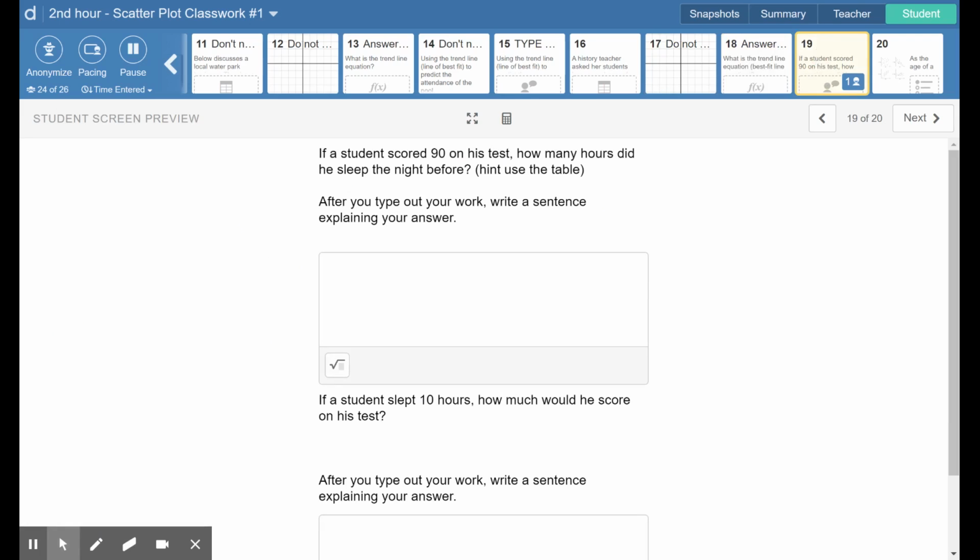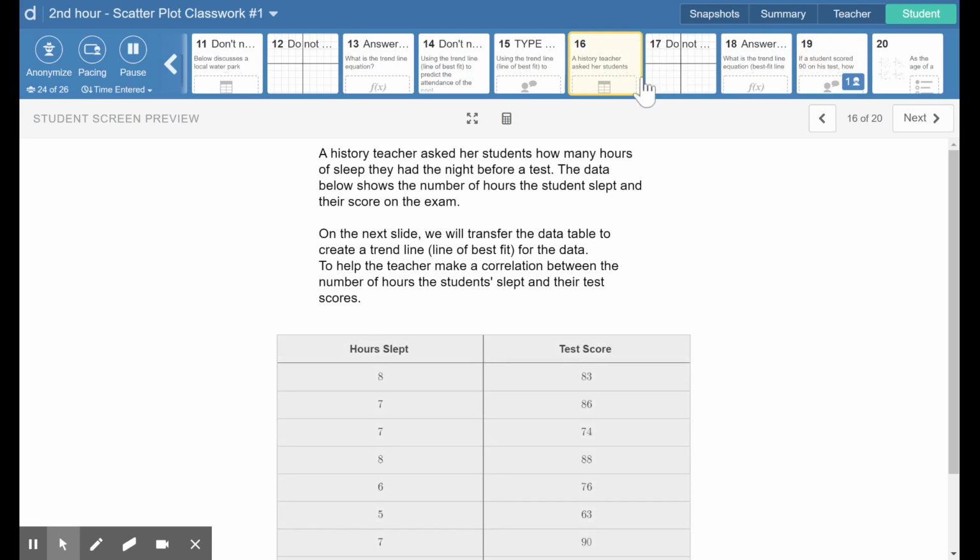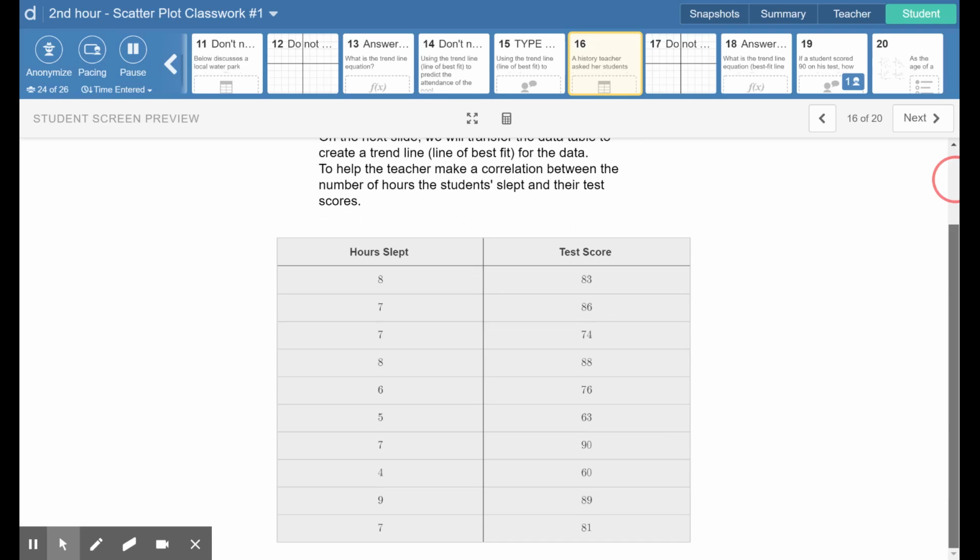Now for this question, it says, if a student scored 90 on his test, how many hours did he sleep before? The hint was to use the table. So you want to go back to slide 16. We're looking for a score of 90, which is right here. So how many hours did that student sleep? It was 7.